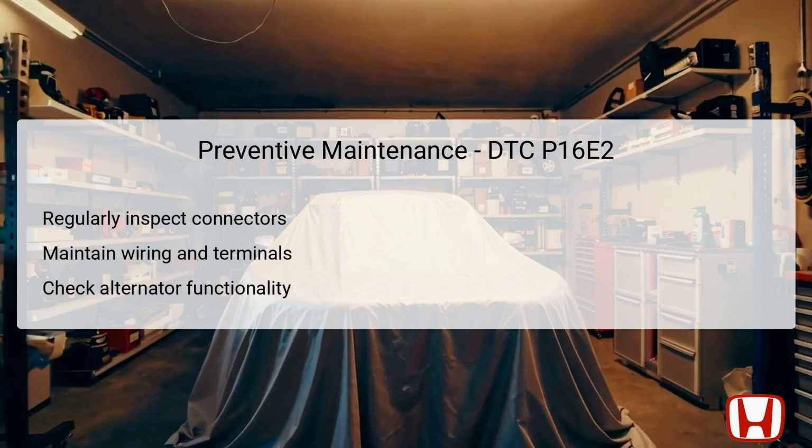Implementing routine preventive maintenance can significantly reduce the occurrence of DTC P16E2 and similar errors in the future. One critical practice is to regularly inspect all electrical connectors, particularly those linked to the alternator and PCM, ensuring they are secured and free from corrosion or damage. Furthermore, maintaining the integrity of the wiring is crucial. Any signs of fraying or wear should prompt immediate attention to prevent eventual electrical failures.